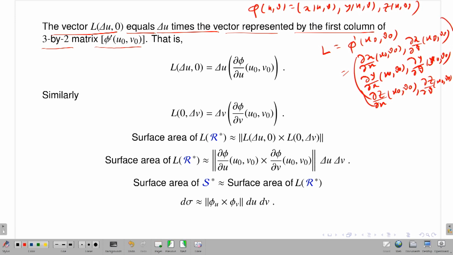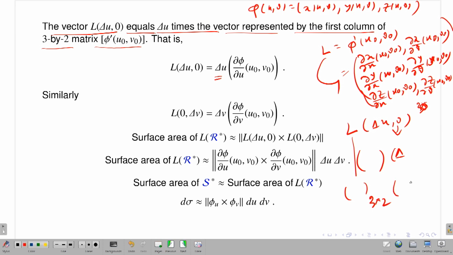So what I want is the action of L on (δu, 0). This is the matrix L, acting on (δu, 0). What will it give? Because the second component is 0, only δu will come outside. So it should be a 3×2 matrix acting on a 2-row vector, (δu, 0), and the result should be a 3×1 matrix.